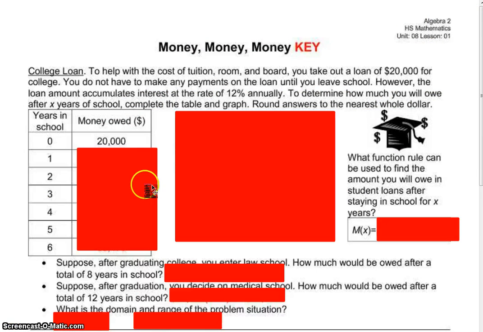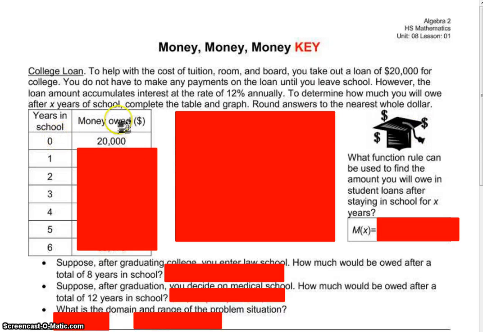Going to the next page. If you had a college loan to help with the cost of tuition, room, and board, you take out a loan of $20,000 for college. You do not have to make any payments on the loan until you leave school. However, the loan amount accumulates interest at the rate of 12% annually. To determine how much you will owe after X years of school, complete the table and graph. Round answers to the nearest whole dollar.